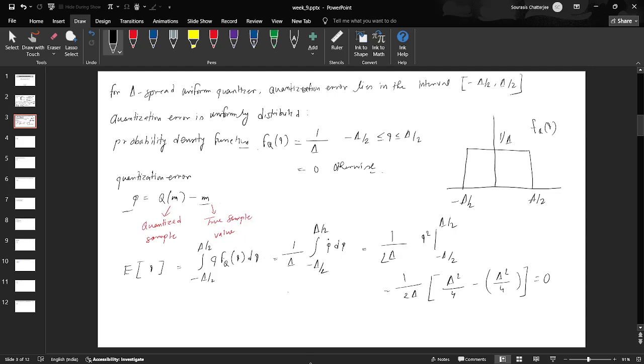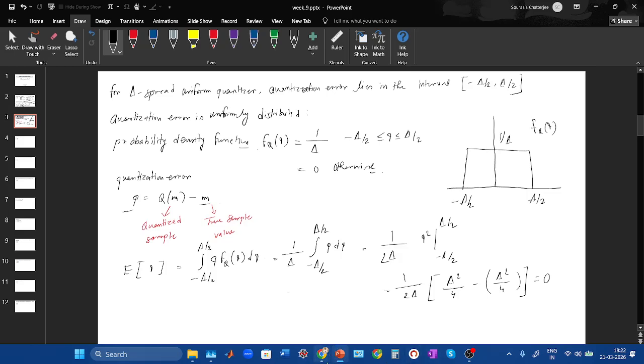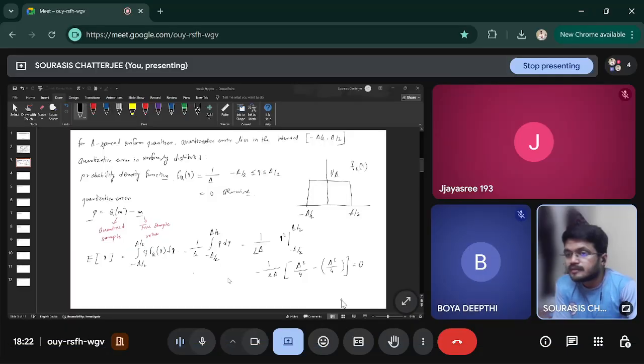So the first order statistics, or the mean of the random variable quantization error, is 0. But that is not enough. We need to find the second order statistics also to fully describe the random variable. So let us do that.